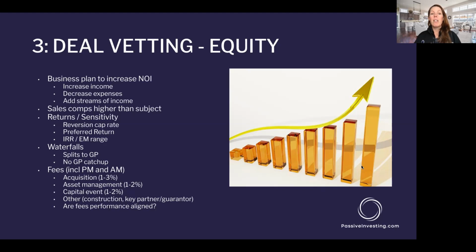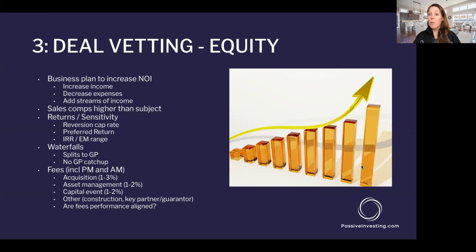But returns and sensitivity, I want to make sure that there is a sensitivity analysis that shows what happens when the market gets worse. We call that a reversion cap rate sensitivity analysis, right? A lot of big fluffy terms here, but really we want to see what happens when the market gets worse. Has the operator thought through that? And am I okay as an investor investing in that deal?